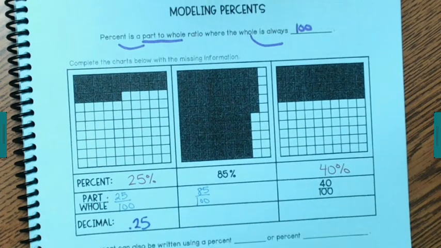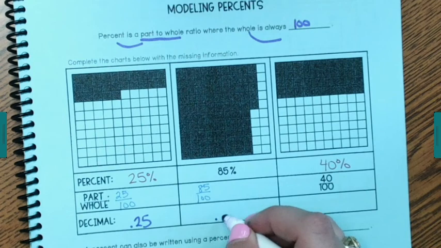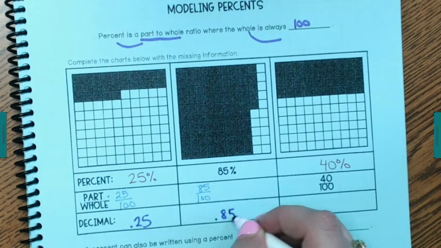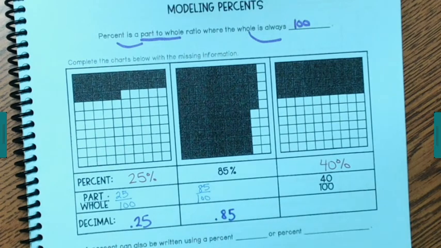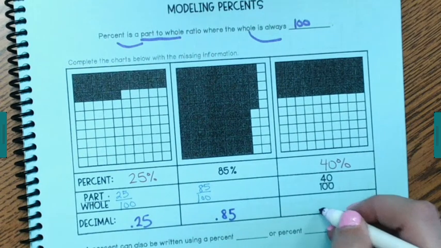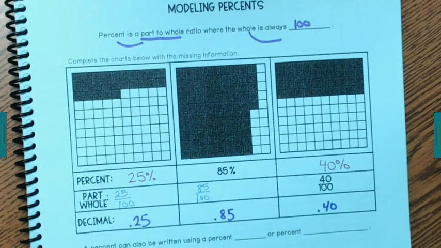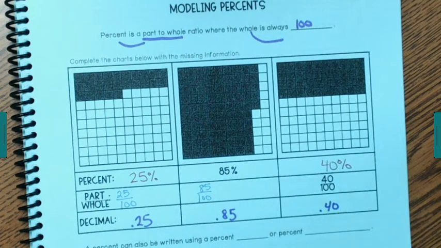0.25. Good. Okay? On the next one, 85% is 0.85. And then 40% is 0.40. Okay? So you're just moving your decimal 2 places. Now, we want to go back up to these fractions because they're not technically correct because we know that we can simplify them. Okay?